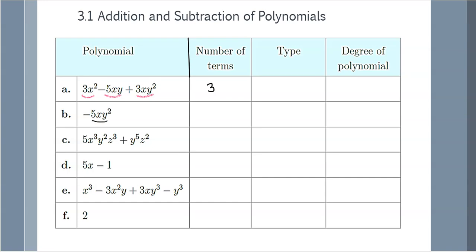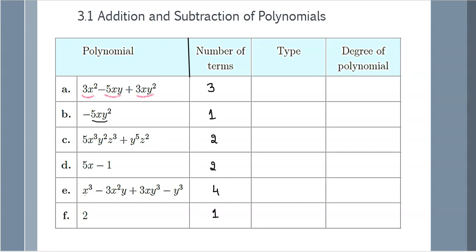Similarly, here we have only one term. The same way here we have 2, and this 5x minus 1, again the number of terms is 2. How many terms are here? 1, 2, 3, and 4. 4 terms. And here, one term only.